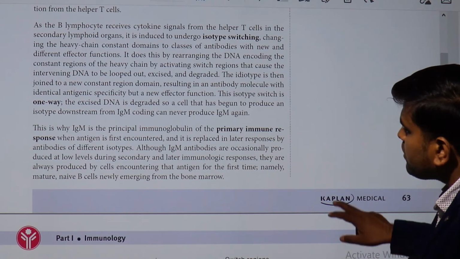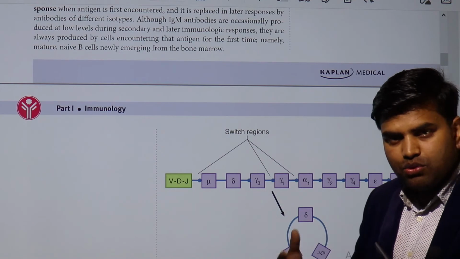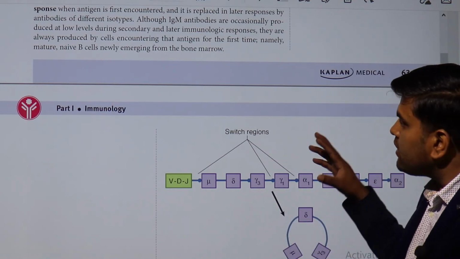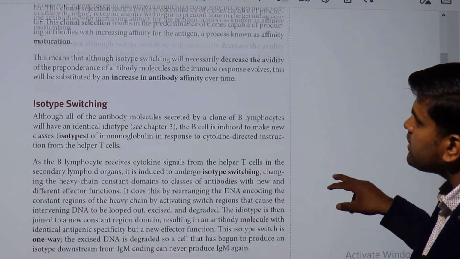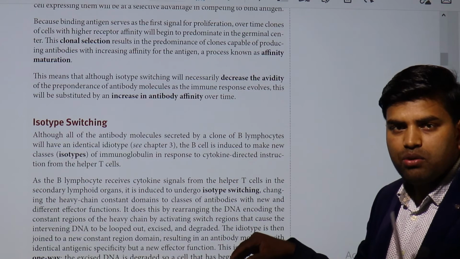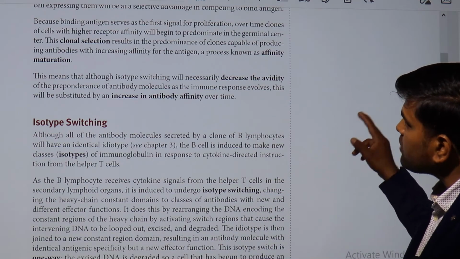So hope you have understood about this class switching as well. It depends upon the signal that has been sent by the helper T cell that determines the isotype switching, whether it will be immunoglobulin G, immunoglobulin A or immunoglobulin E. It depends upon the signal sent by it.